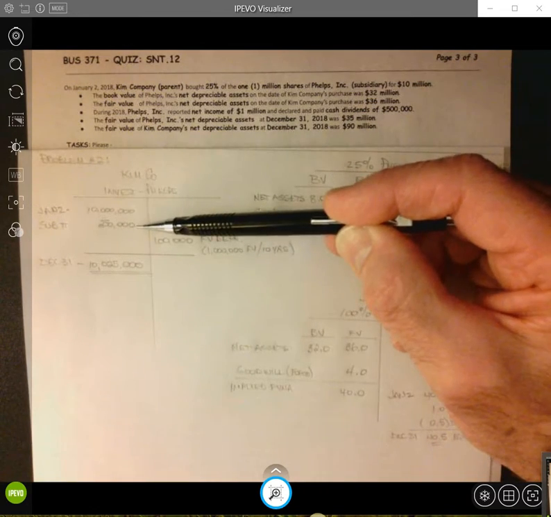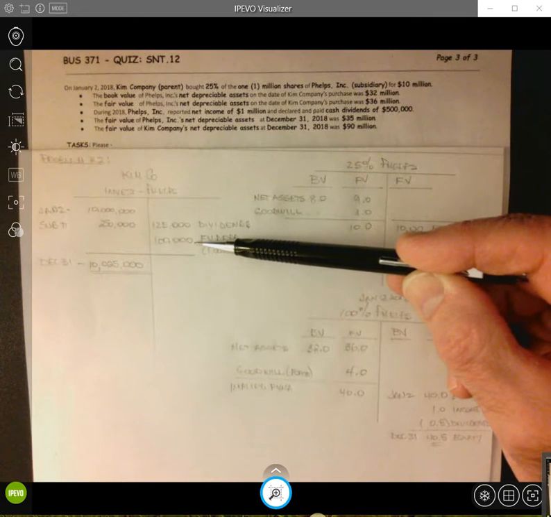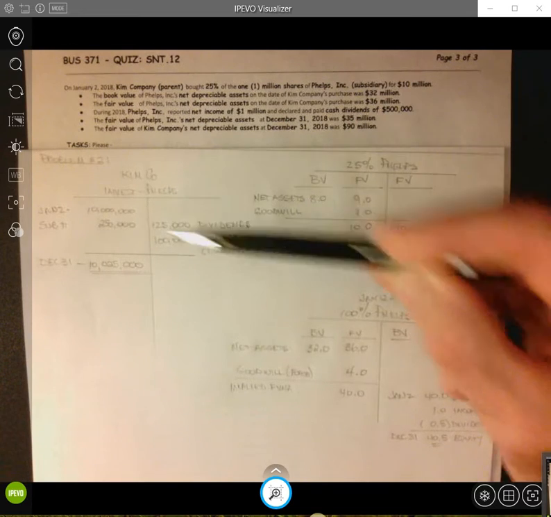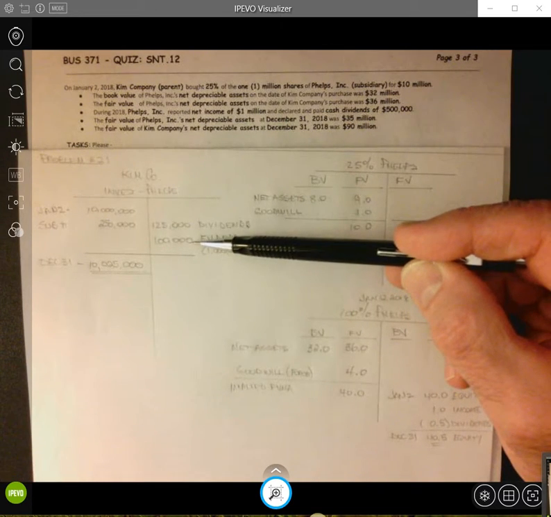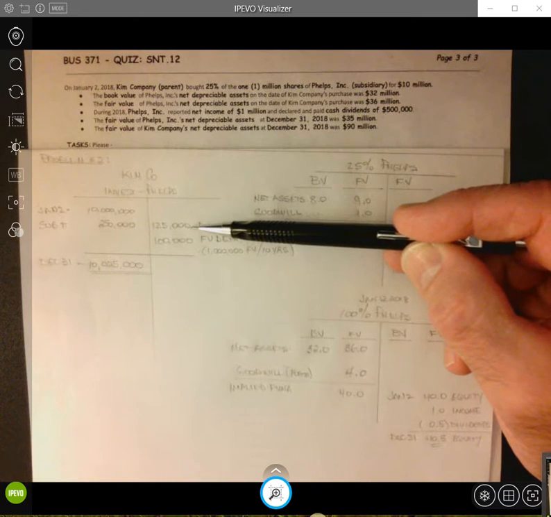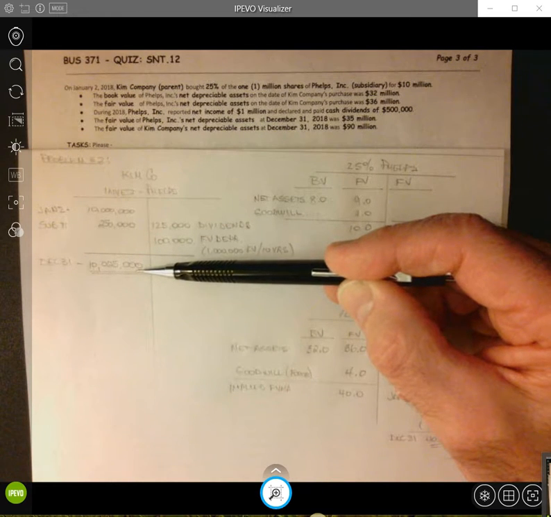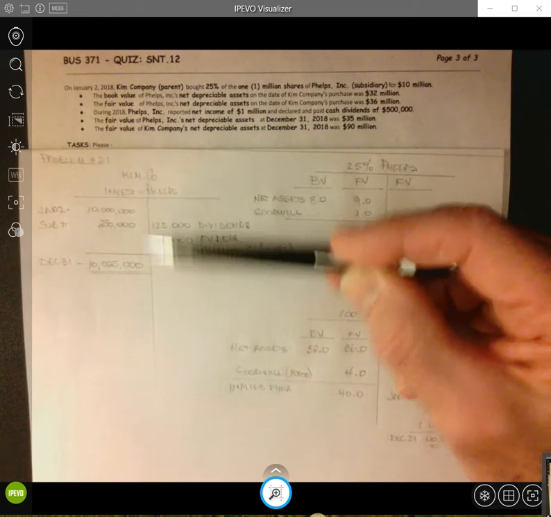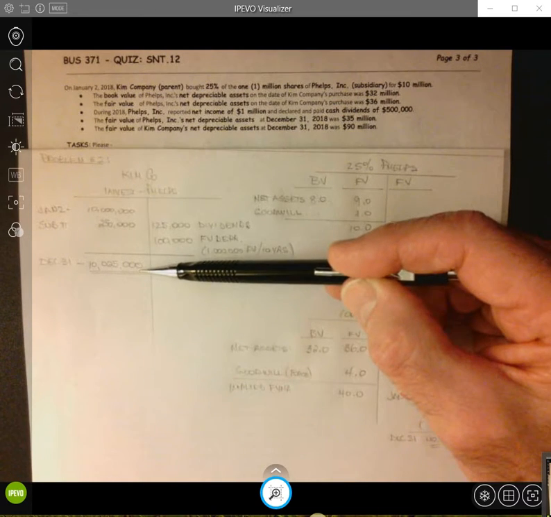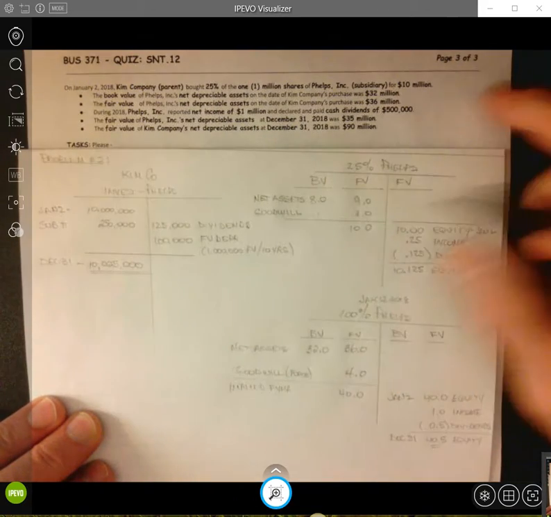So the sub income less $100,000 of additional depreciation on the excess fair value that the parent paid means that there would be a net income to the parent of $250,000 less $100,000, or $150,000. Less the return of capital, $125,000 of dividends, means that the net increase in the investment account of the parent would be $25,000. So the original $10 million plus $25,000 would give an ending balance of $10,025,000.